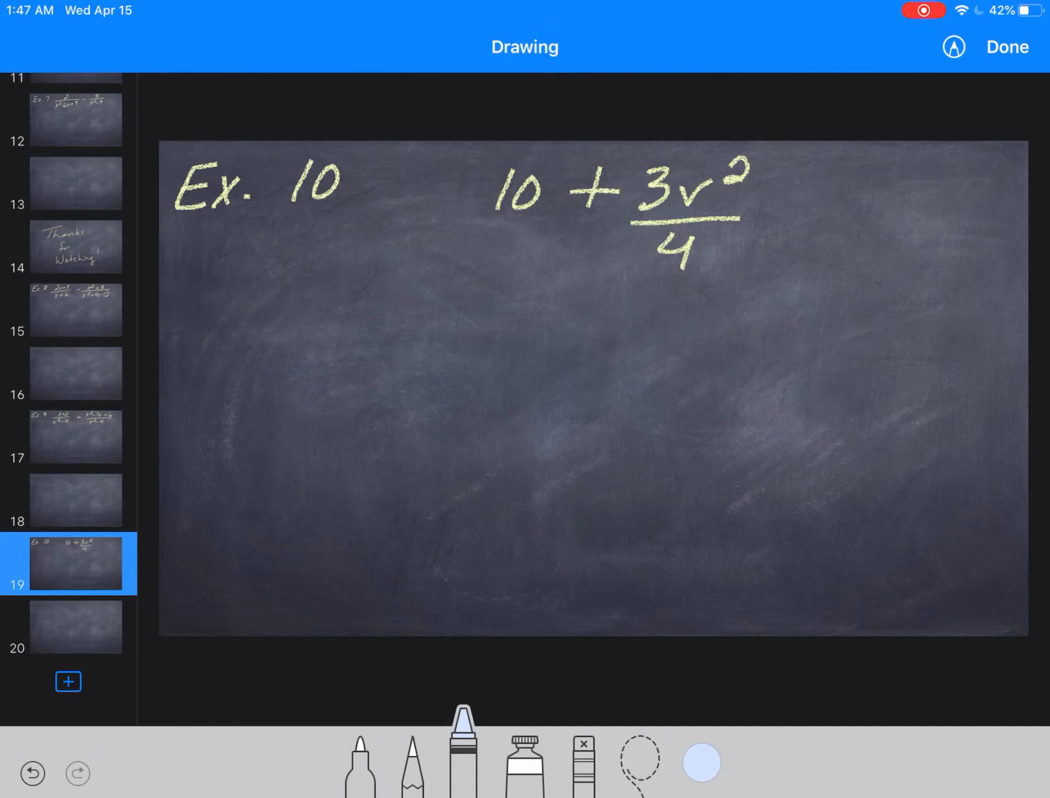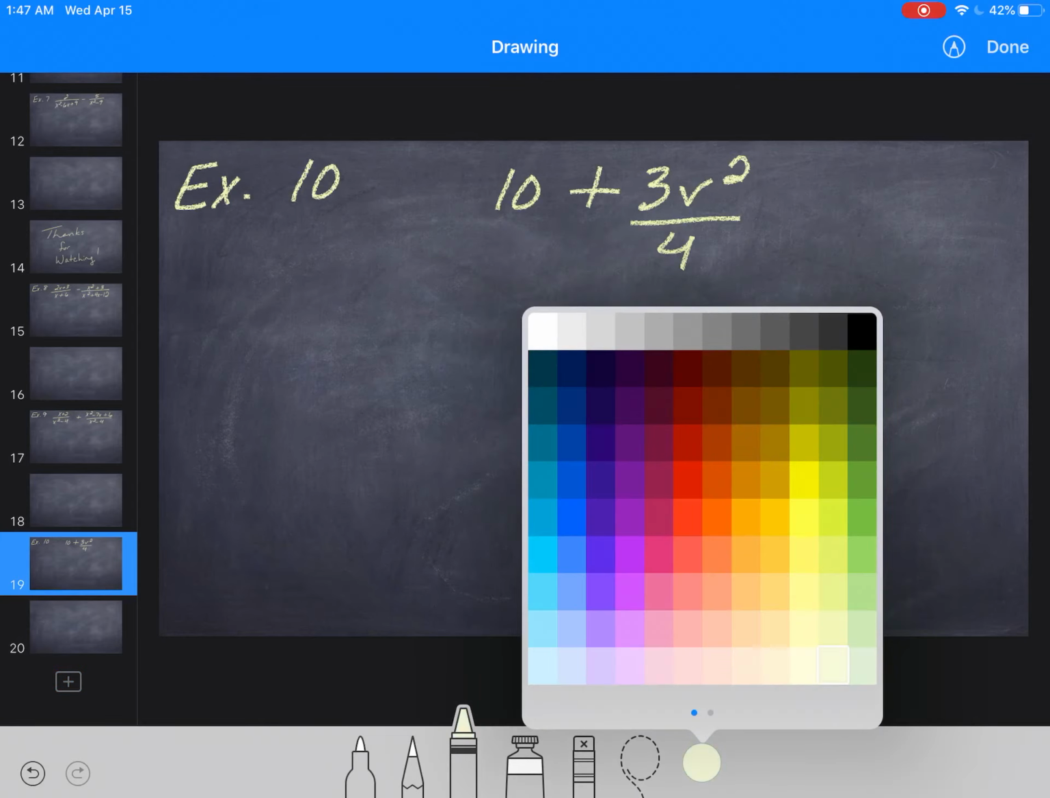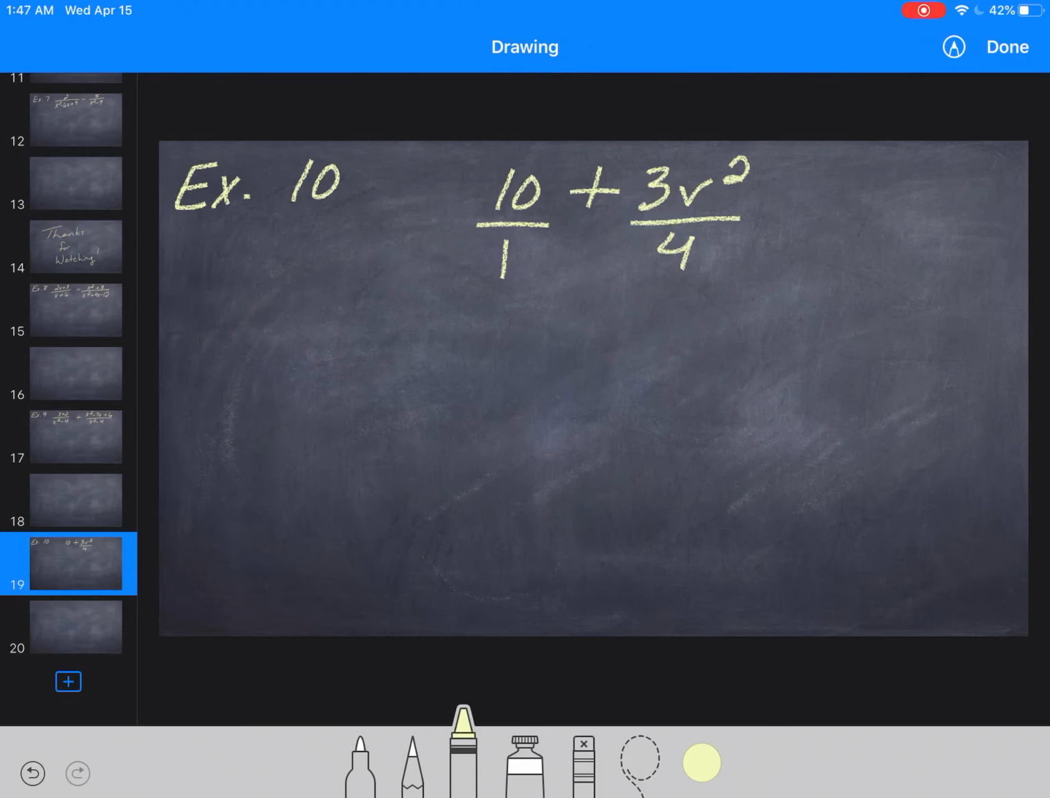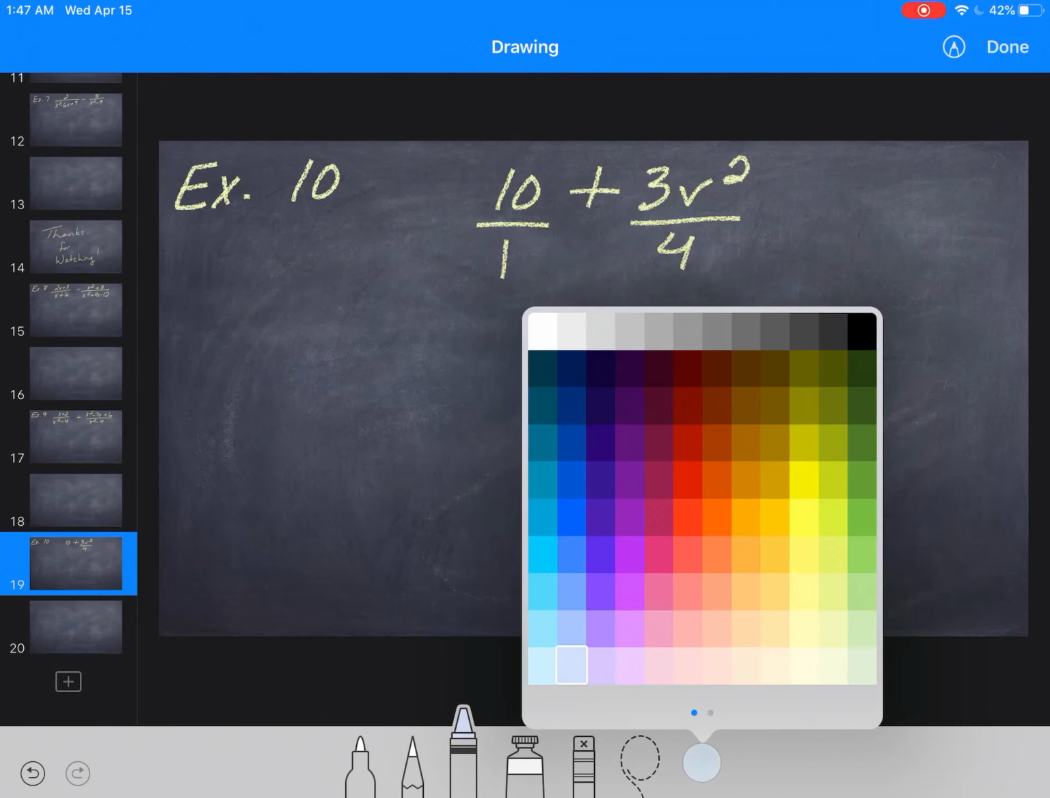Let's take a look at example 10. I end up with 10 plus 3v squared over 4. Now, if you get something like this, don't let it throw you off because we've done this before. We're going to go ahead and change the 10 into a fraction. I end up putting my 10 over my 1, and now I'm looking for my least common denominator.